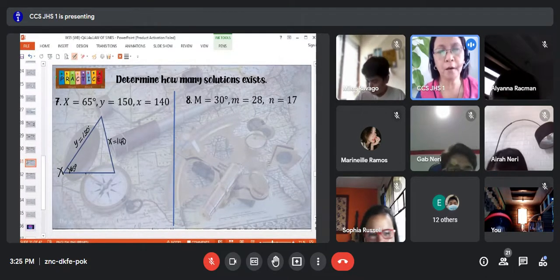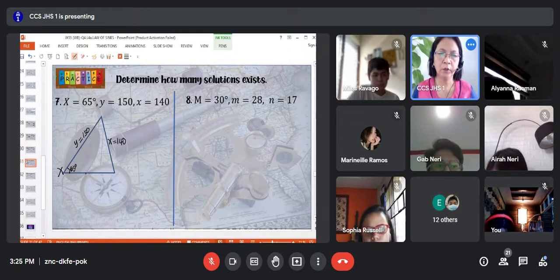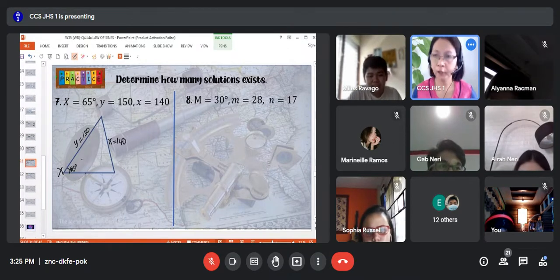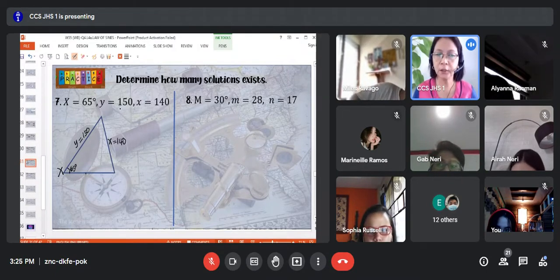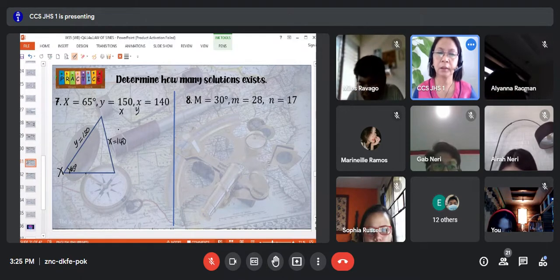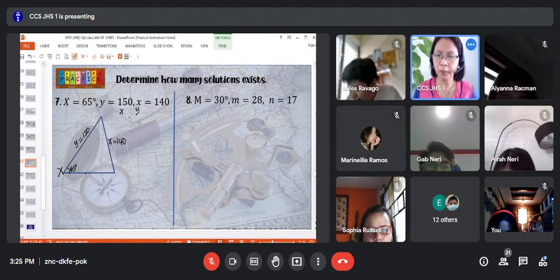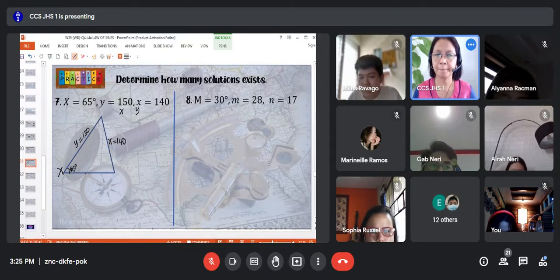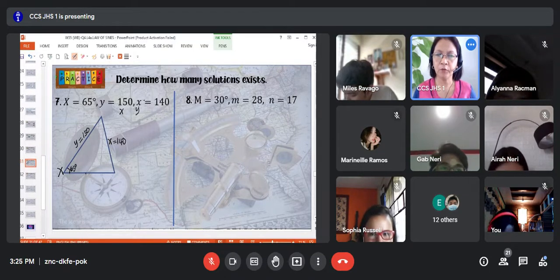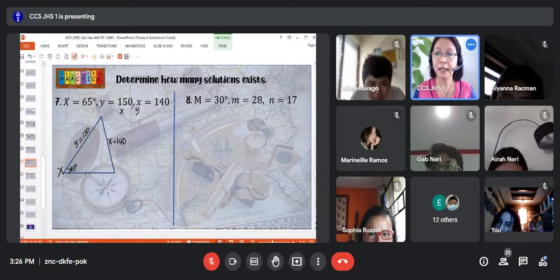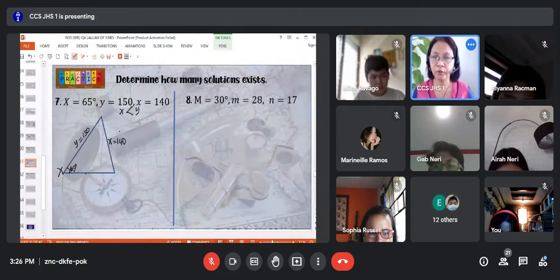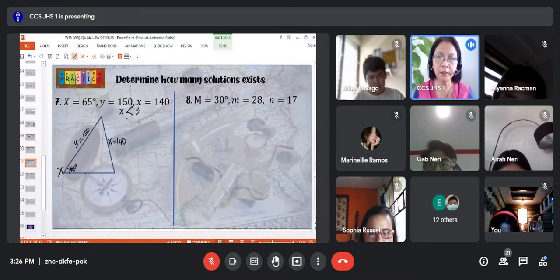So what are we going to compare? We're going to compare x and y, and the altitude. What will be our altitude here? Yes, x and y only. First, x and y. Is x lesser than or greater than y? 140 versus 150. It is lesser than. So this is under case 1. So we need to find our altitude. What will be our altitude formula here? What will be our h?